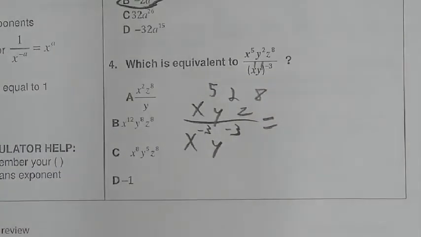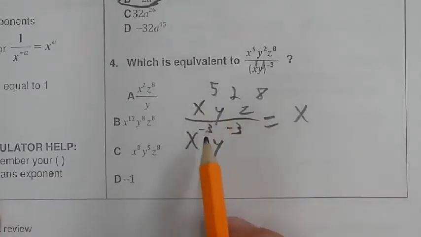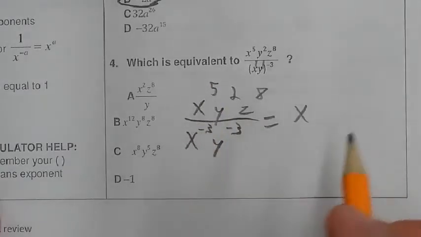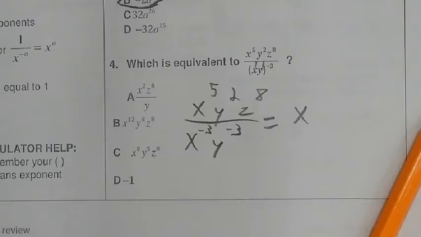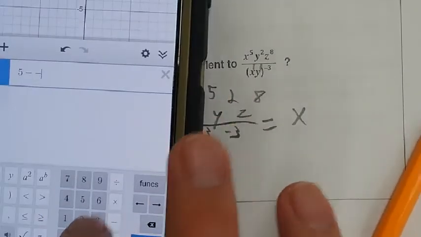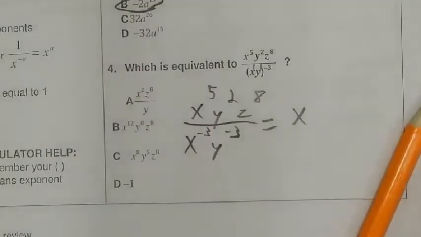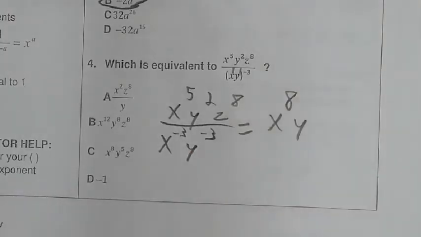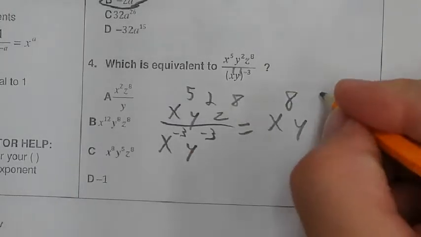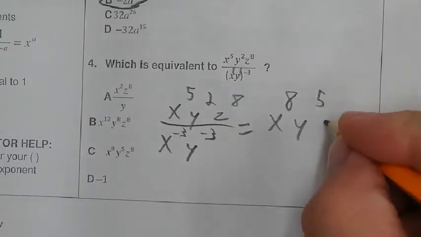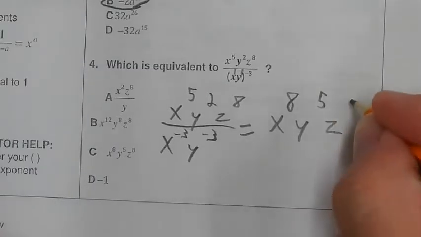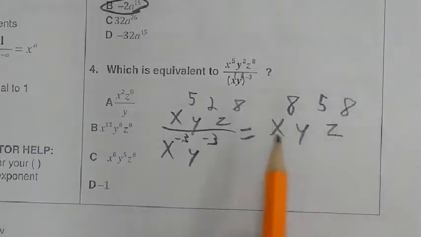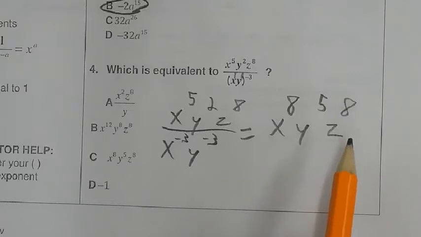So now, if you remember, we subtract. So our x, what is 5 minus a negative 3? 8. If you're not sure, you could type it in to Desmos. 5 minus negative 3 is 8. Whenever you're subtracting a negative, it makes it a positive. So what would our y change to? 5, because 2 minus negative 3 is 5. And then there's nothing else to put with the z, so just z to the 8. We don't have any negative exponents, so we are done. So that means our correct answer is C.